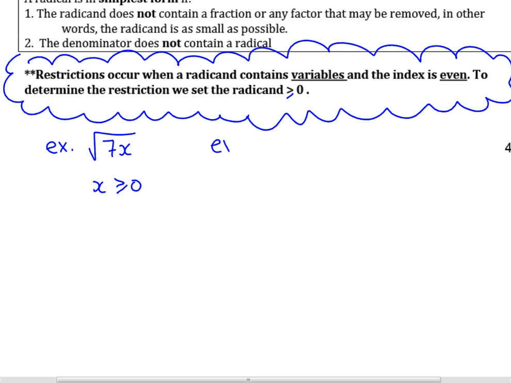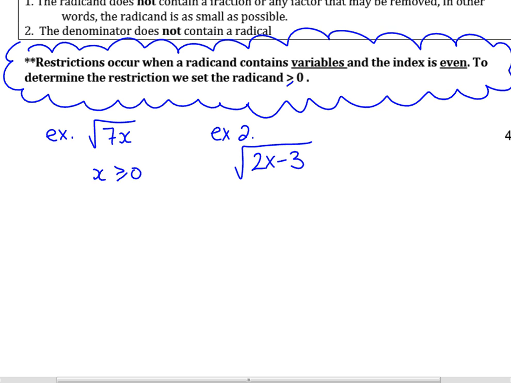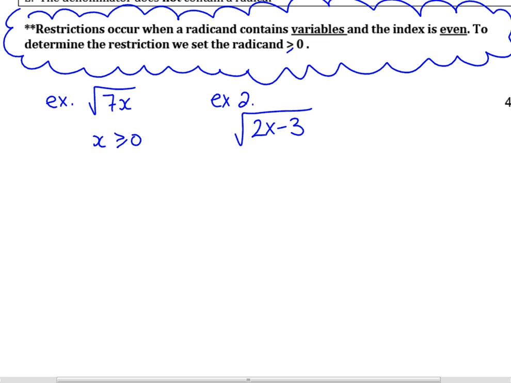Okay, how about something like this? Root 2x minus 3. So if you have a situation like that, that's not a monomial. So it's not as simple. Well, it's still simple, but not as simple. So we know we can't square root a negative, right? Give me a number, any number that if I put it in here, it'll turn out as a negative. Negative 1. 2 times negative 1 is negative 2. Negative 2 minus 3? Negative 5. So negative 1 wouldn't work, right?